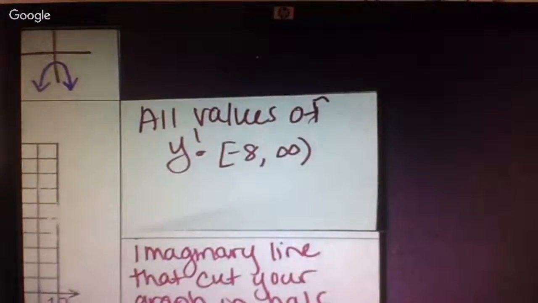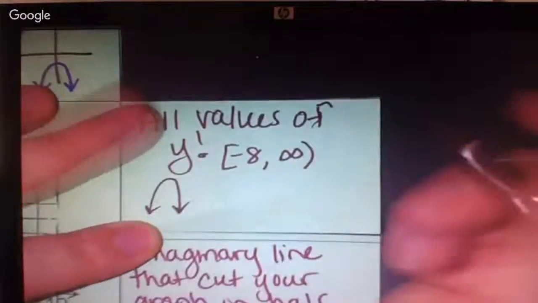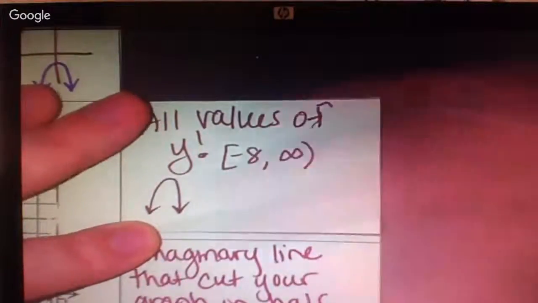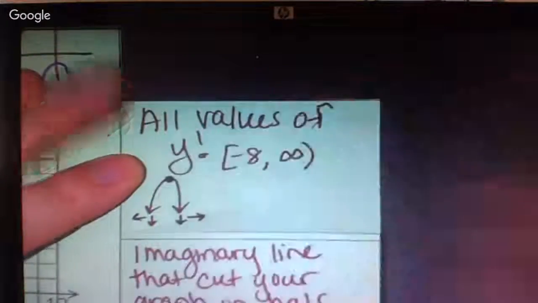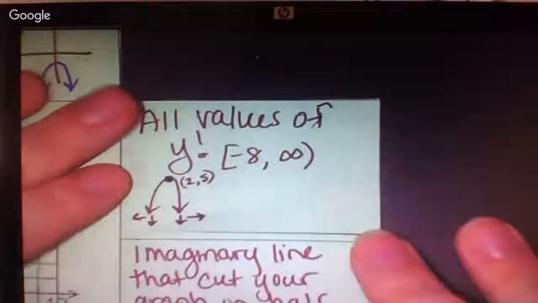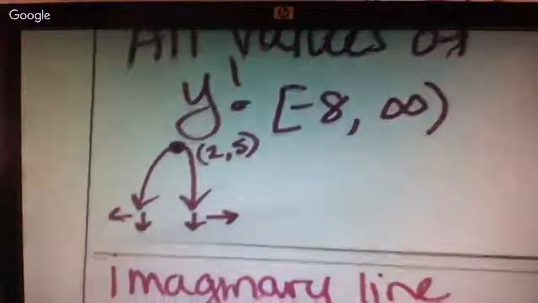I want to talk about one more thing. You ready? Okay. Take a look if I flip my graph upside down. We said if I flip it upside down, that means it goes down into the left and it goes down into the right. And we had a maximum. I'm going to make this maximum 2,5. Let me blow this up a little bit.